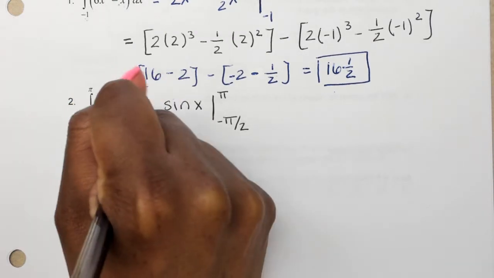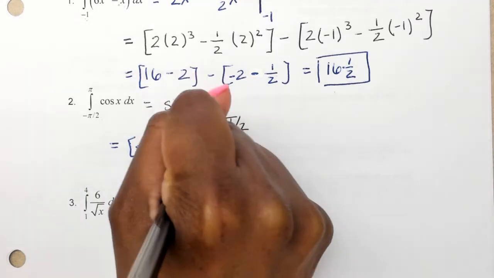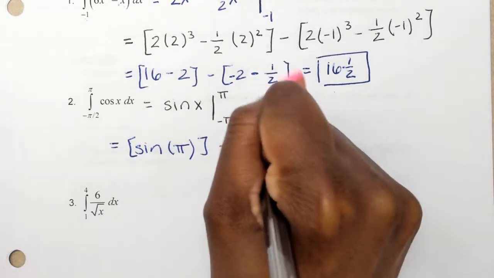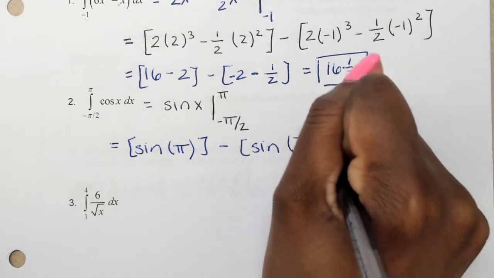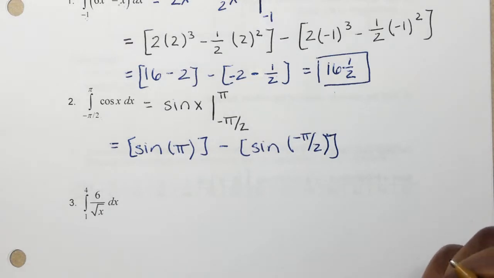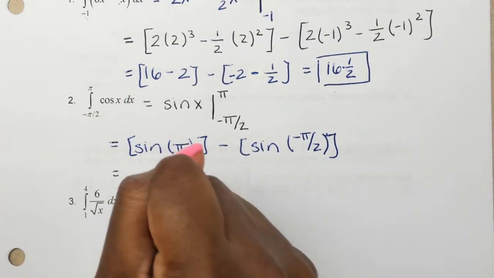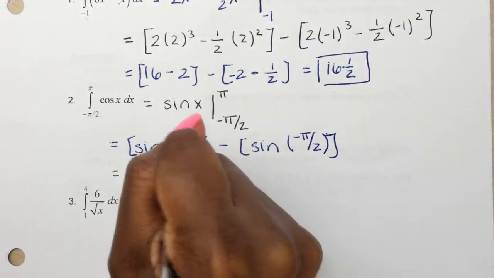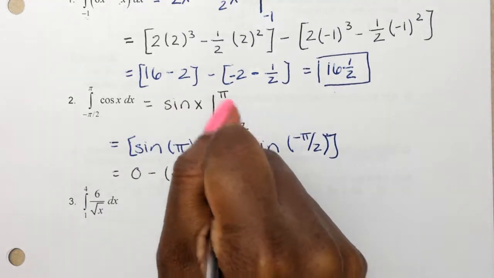So we have our upper limit, which is sine pi, minus our lower limit, so sine of -pi/2. And now to evaluate and subtract. So sine of pi we know is 0, and we're going to subtract sine of -pi/2, which is -1. So 0 minus -1 is 1.